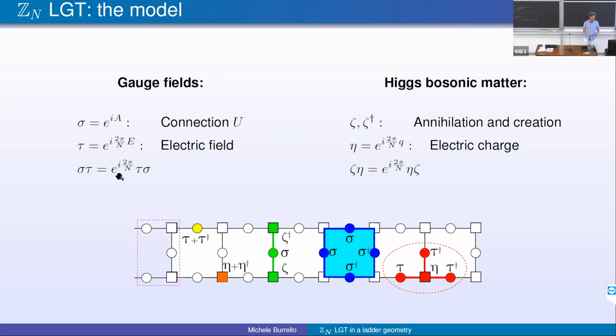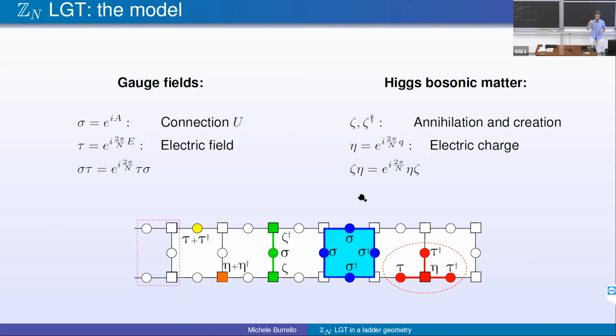Then, analogously, I will introduce two sets of clock operators for describing the Higgs matter. So in particular, I'm considering frozen Higgs matter such that the modulus of the Higgs operator is constant, and I just consider its phase, and its phase is quantized by taking n possible values. So in this case, I will have these zeta operators that are the annihilation and creation operators for this matter, and eta instead is an operator that is the exponential of the electric charge of the matter. And the commutation relation that I'm considering is indeed this one.